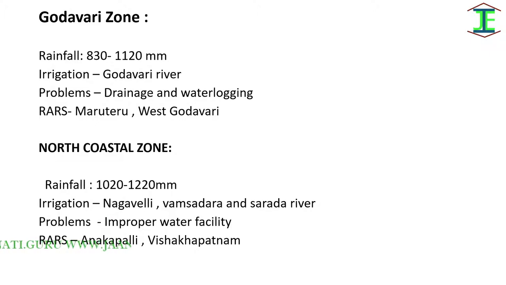Next is Godavari zone. Under this zone, the districts are East and West Godavari, and the rainfall is 830-1120 mm. Irrigation facilities by Godavari River. In Krishna zone, the irrigation facility is by Krishna. In Godavari zone, it is Godavari. Next, the problems are the same, drainage and water logging problem, and the RARS is Maruteru, West Godavari.